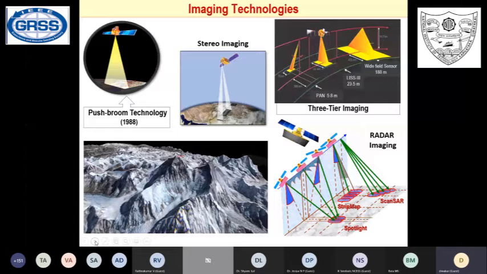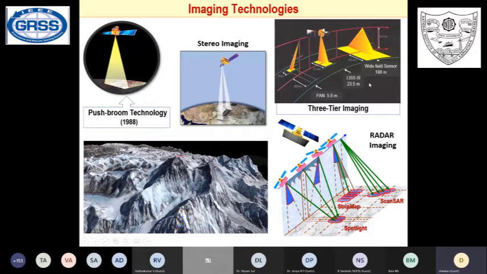When we look at the imaging technologies itself, we started off initially with the push broom technology, and we have mastered the art of stereo imaging capability, which typically gives you pictures which is in the three-dimensional domain. That means X, Y, and Z. And this enables us to understand the terrain much better, in addition to the multispectral nature of the data with respect to the surface of the Earth.